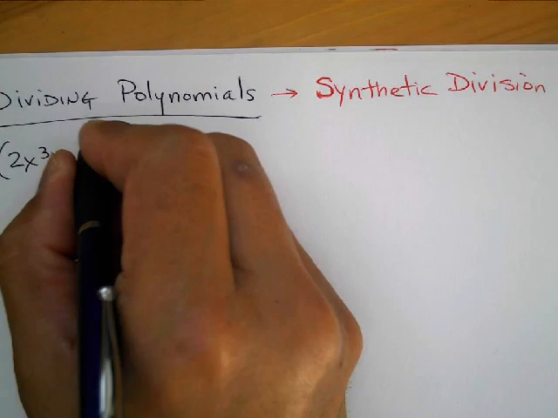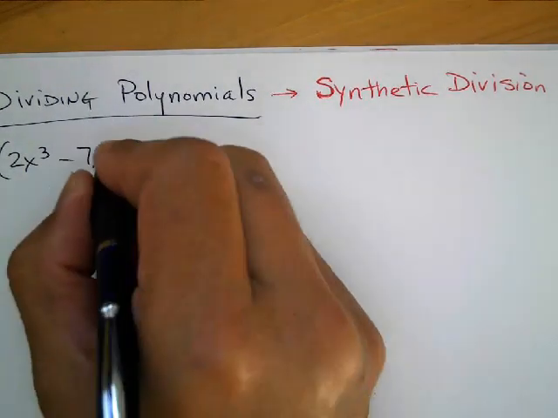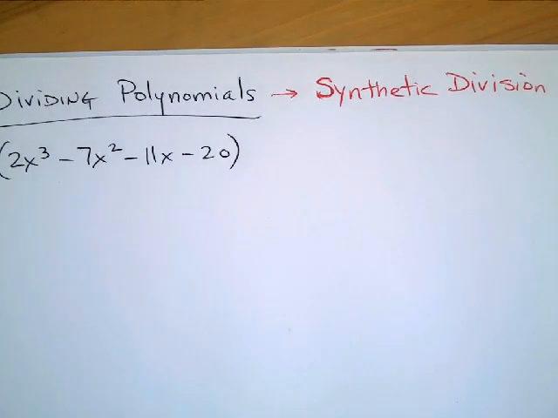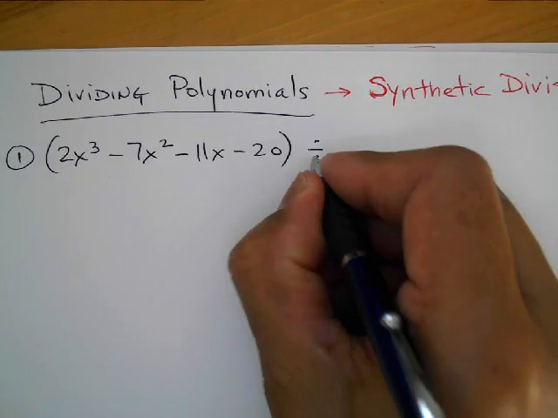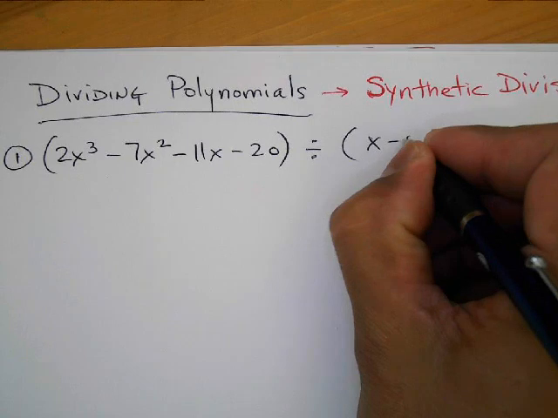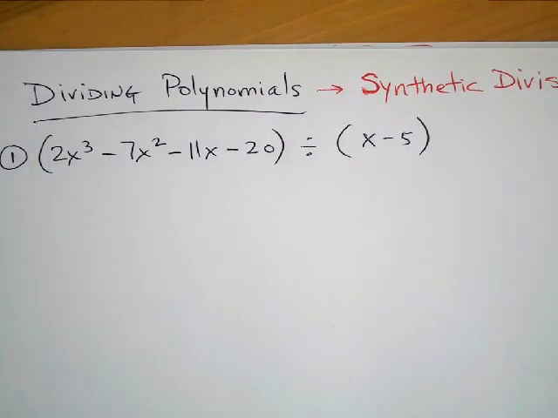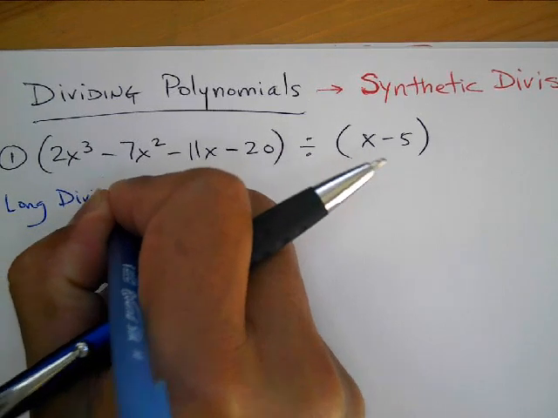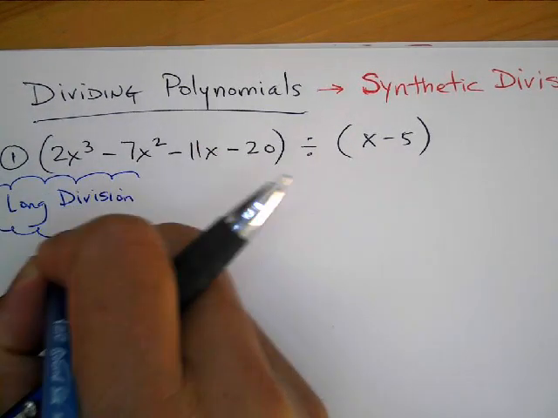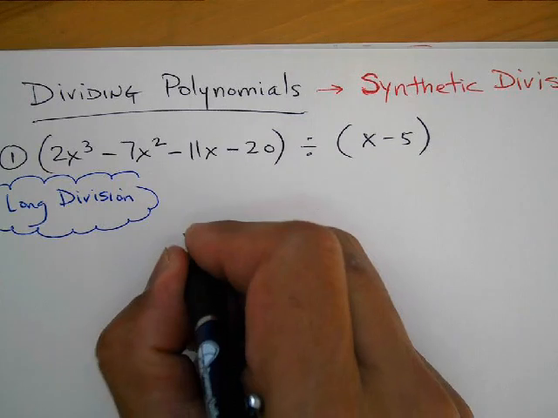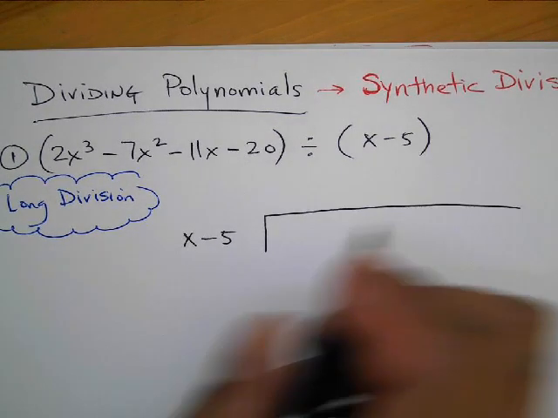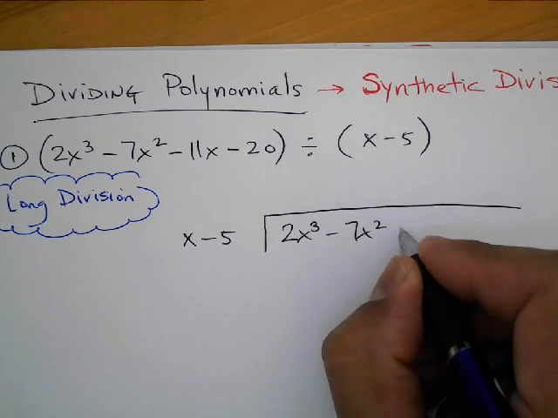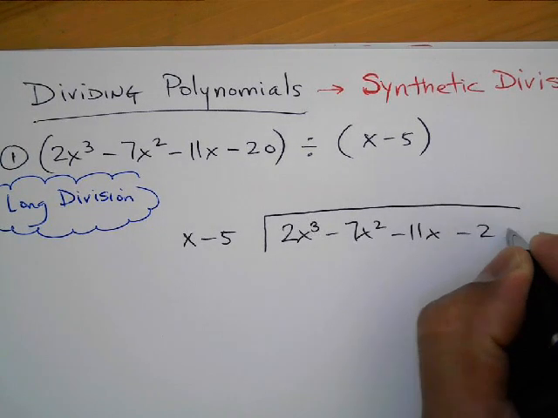2x cubed minus 7x squared minus 11x minus 20, right? Make sure there's no missing terms. Okay, that's good. Divided by x minus 5. Okay, now if I do long division, this is the one that has a bunch of steps, right? Well, that would be x minus 5 on the outside and 2x cubed minus 7x squared minus 11x minus 20 inside, right?